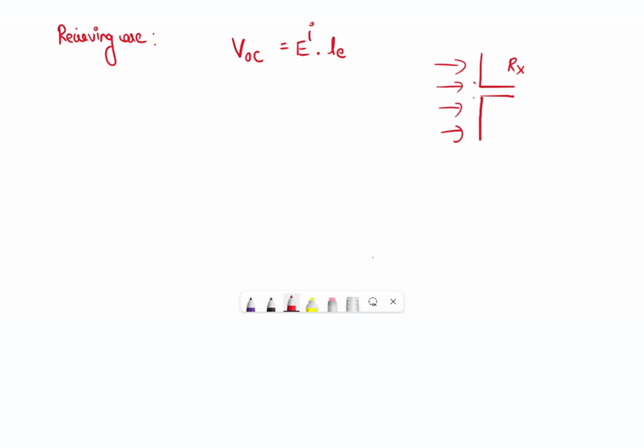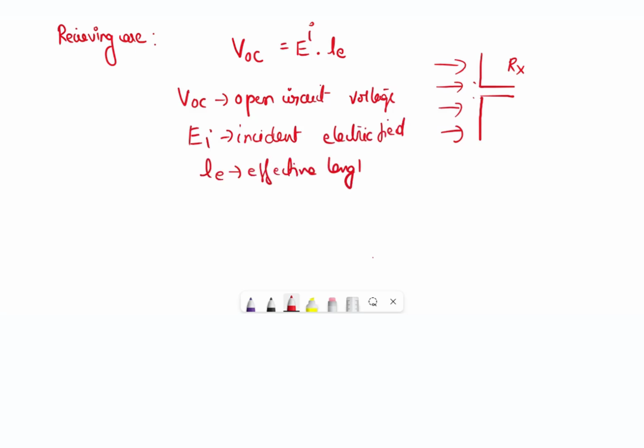So that voltage is called open circuit voltage because it is open to the field. It is not connected to any other circuit. It is open to the free space. So it can receive the electromagnetic wave that gets radiated by the transmitting antenna. So here VOC is open circuit voltage, EI is the incident electric field, and LE is the effective length.